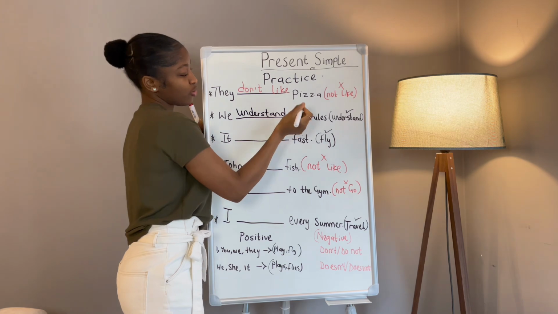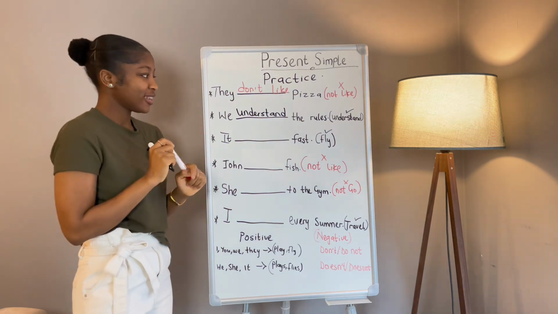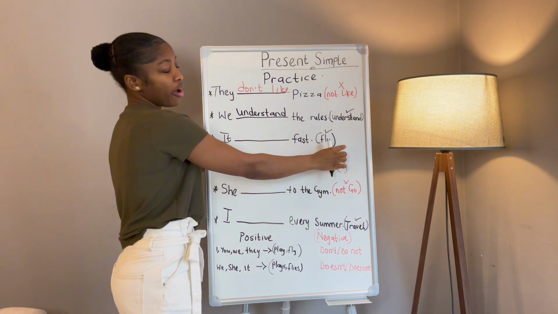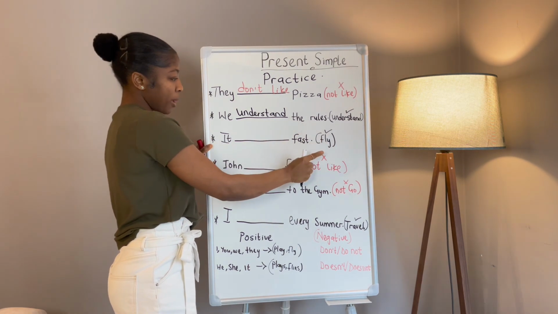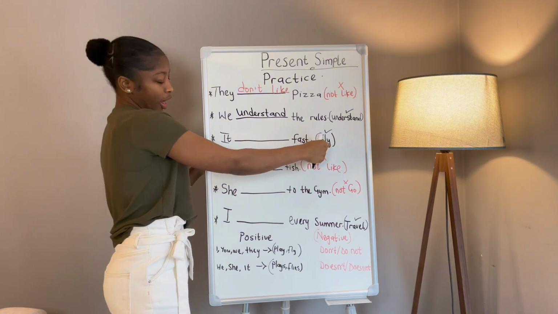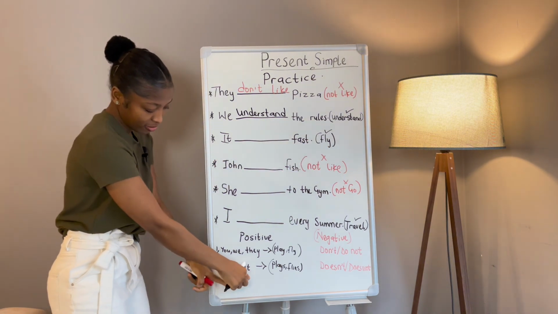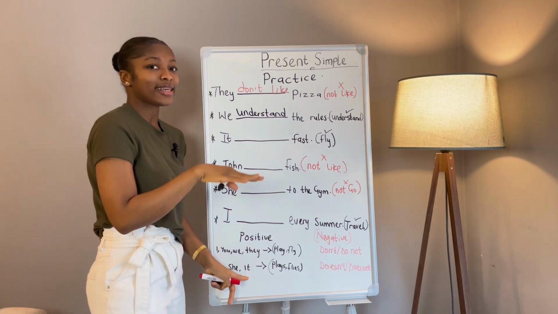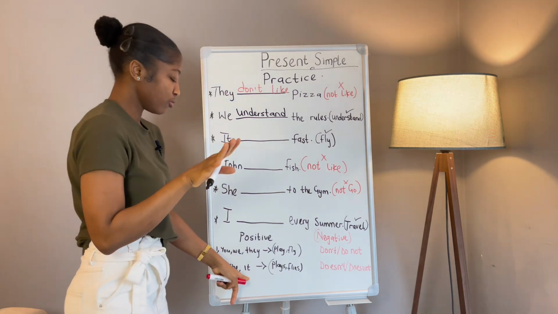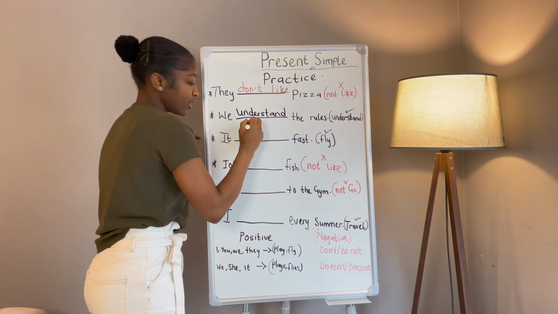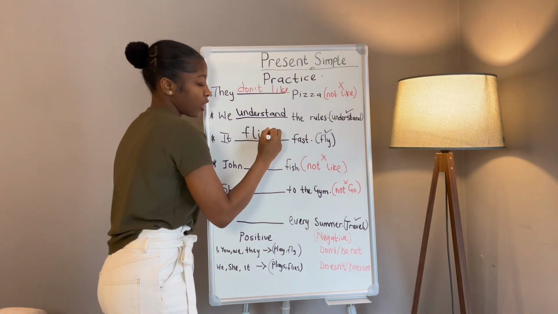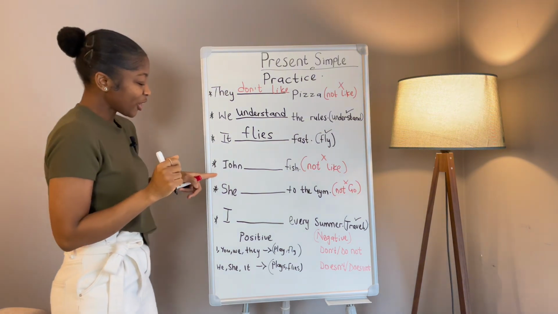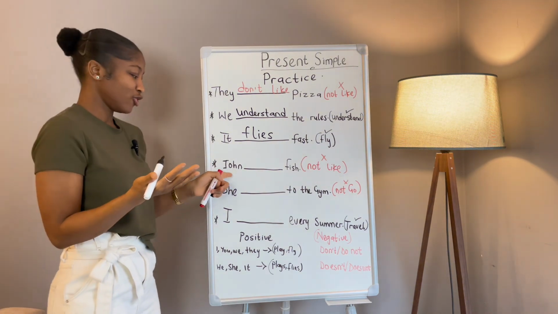We understand the rules. Going on to the next one. The subject here says it, and this is a positive sentence. Remember, here we have the verb fly. So when we use the subject it, we change the base verb. We add s, ies, or es to the verb. So it becomes: it flies fast.